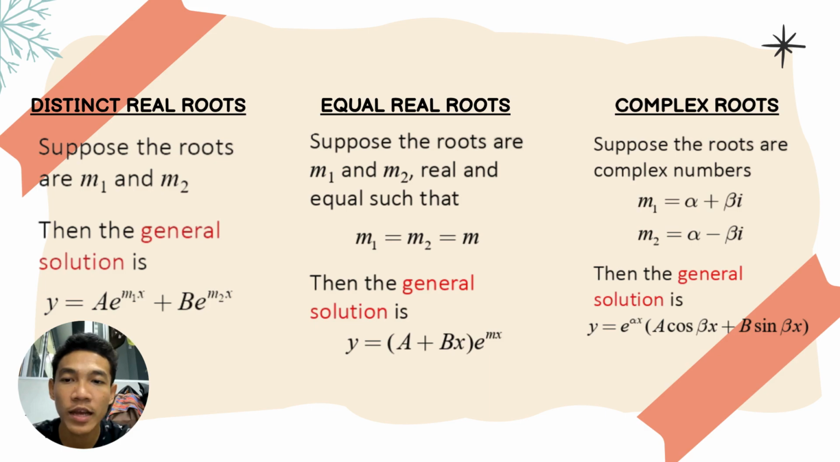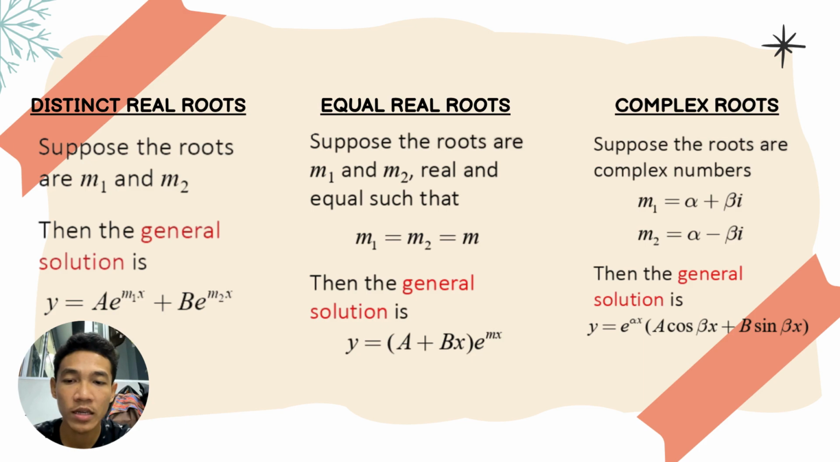For the next slide, this slide shows the three possible types of roots for a second order differential equation and their corresponding general solutions. First, for distinct real roots, when the roots m1 and m2 are different, the general solution is the sum of two exponential functions: y equals a e^(m1 x) plus b e^(m2 x).